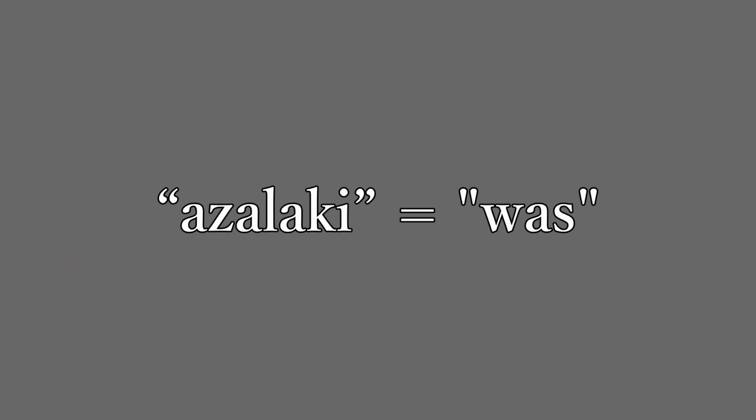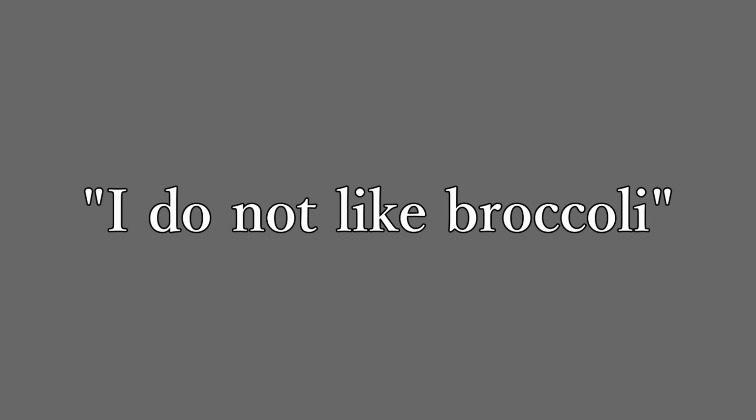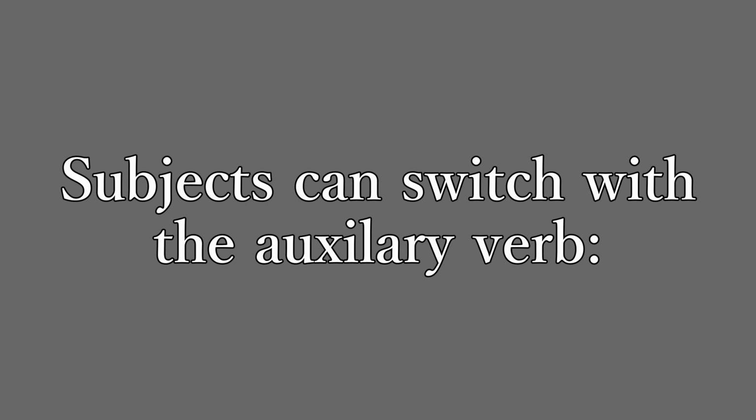The closest language I found is Lingala, a language spoken in the Democratic Republic of Congo, where they have an auxiliary verb azalaki, which translates more to was. So far, English is looking pretty unique in this category. Now we have negations. A simple one would be I do not like broccoli, where the auxiliary verb is paired with not in order to negate the sentence. Subjects and the verb can also switch.